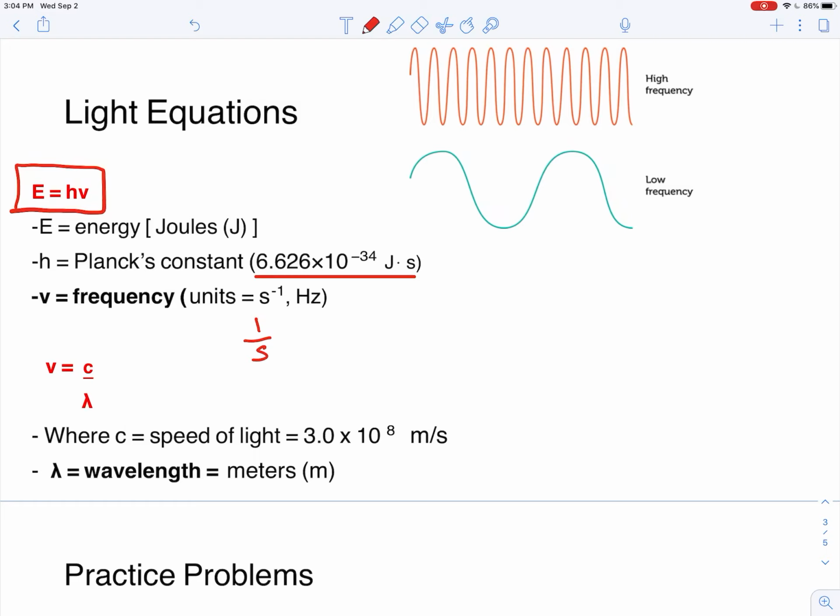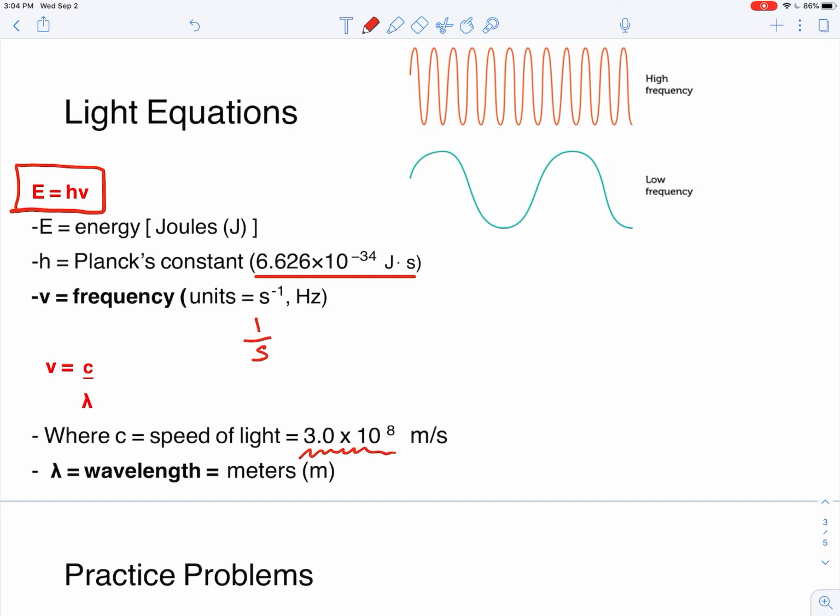And then we also have another equation relating wavelength, the speed of light, and frequency. So again, v is frequency. C is the speed of light, 3 times 10 to the 8th meters per second. And then we have wavelength, which is in meters.